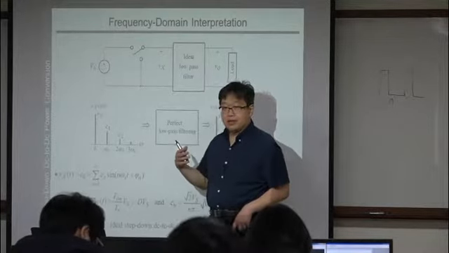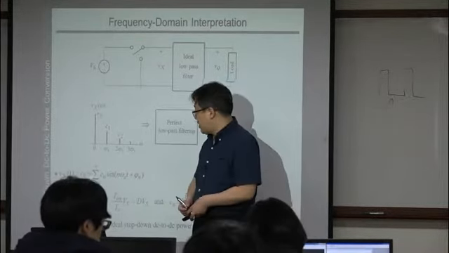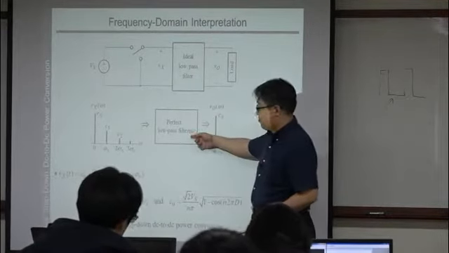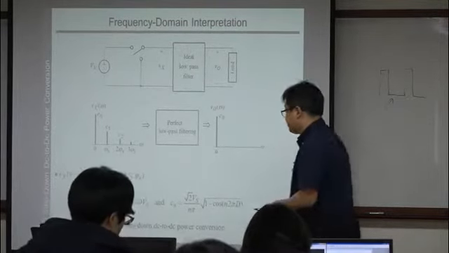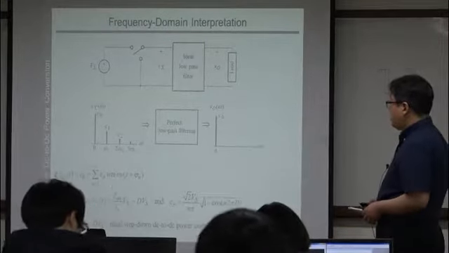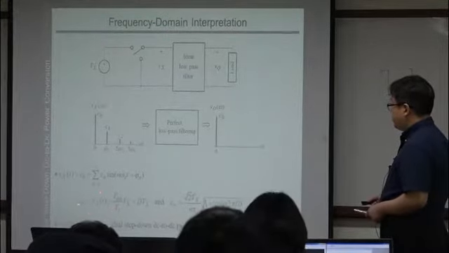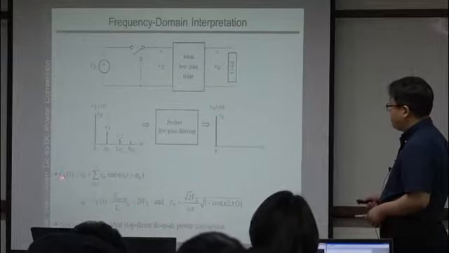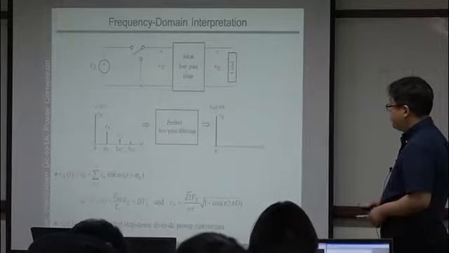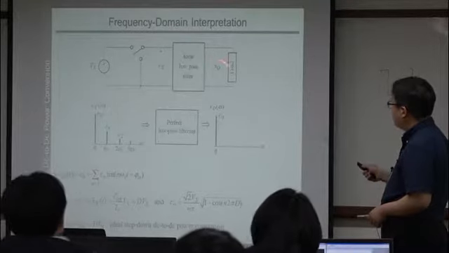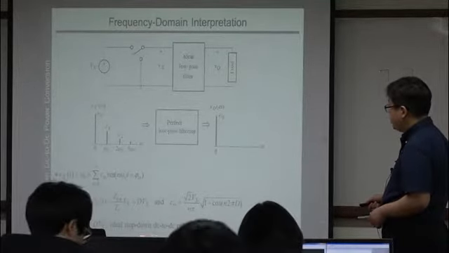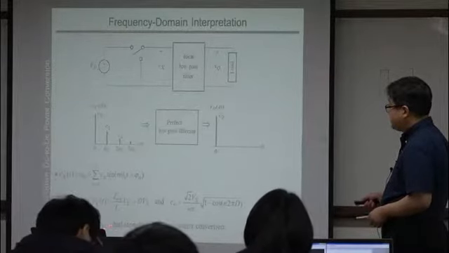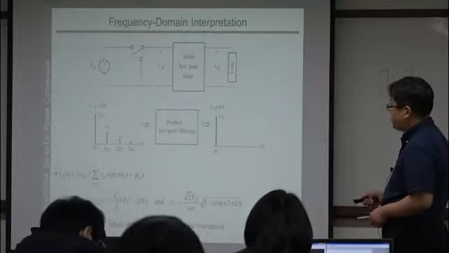Our main purpose is to eliminate this component with what? A low pass filter. So the Vo, if you can eliminate these harmonics, then you can get a pure DC signal C0. Then in that case, your output Vo is simply modeled as D Vs. Vs is the source voltage and D is the duty.